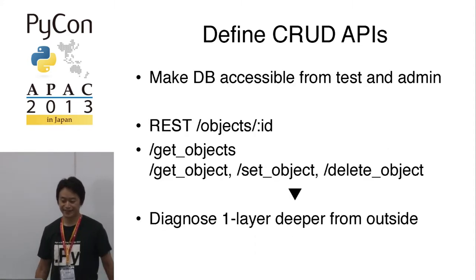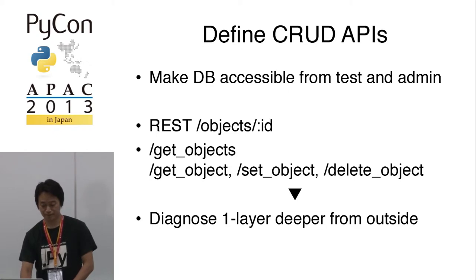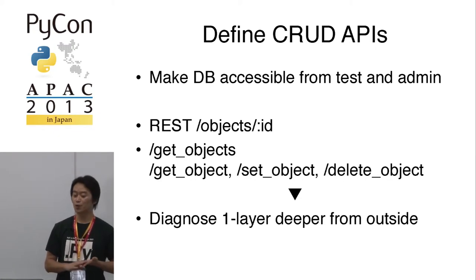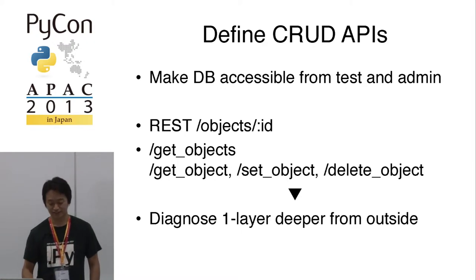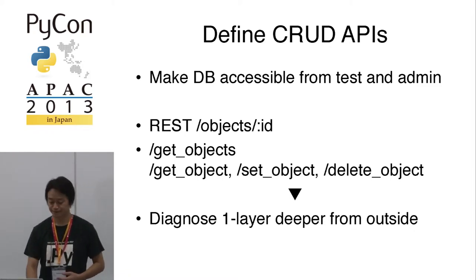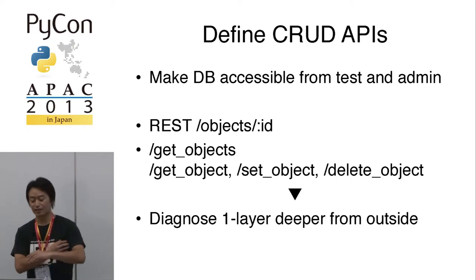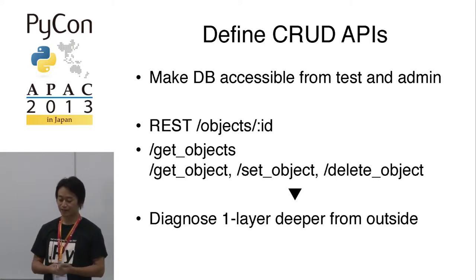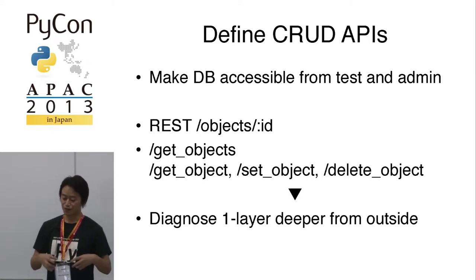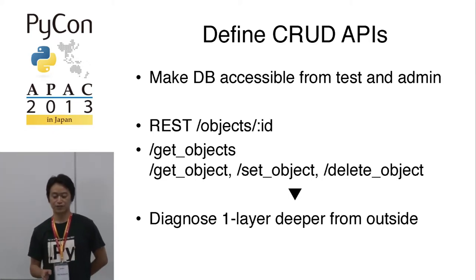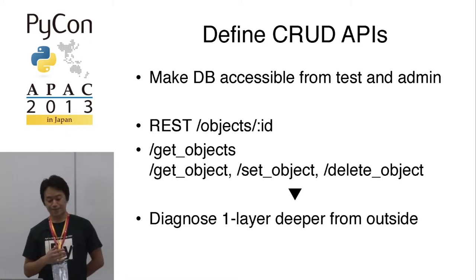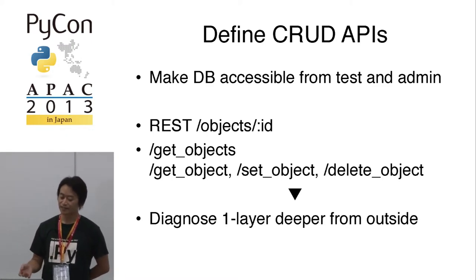And another approach is defining CRUD APIs. When I define an API specification, I always add APIs only for diagnosis. Usually REST URLs, so that you can get an object, read or update, or more directly, get object, set object, or delete object APIs, so that you can access the database from outside of that server. If something goes wrong, I can call these APIs to check if the internal state is correct or not. I also use these APIs to write automated acceptance tests and service setups too.